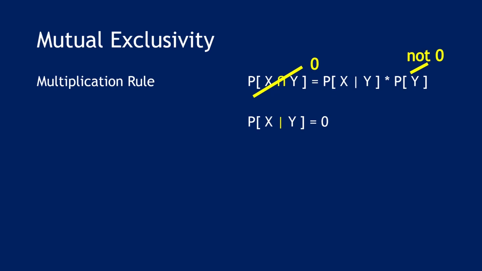So what's the probability of the event X happening, given that we know the event Y has already happened? Well, the answer is 0, because that's just the basic definition of mutual exclusivity, right? Event X should exclude the happening of event Y and vice versa. And we know that the reverse should be true. So the probability of Y given X should also be 0.